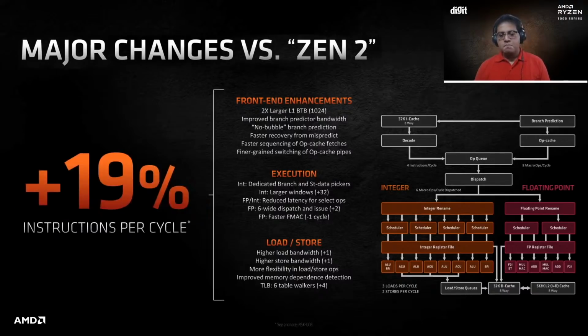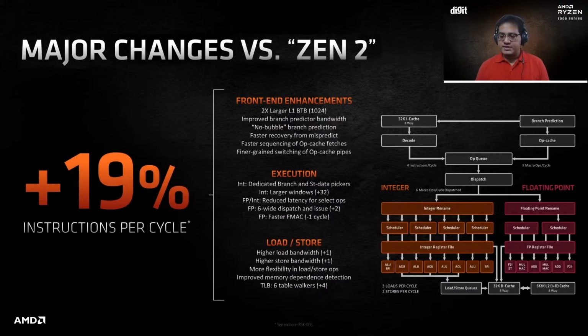Now, how massive an improvement was attained is the major topic of discussion. AMD has stated they've managed to get 19% IPC uplift. Now, what this means is that compared to Zen 2 processors, Zen 3 processors can execute 19% more instructions per cycle. This simply means that you'll get more performance within the same amount of time.